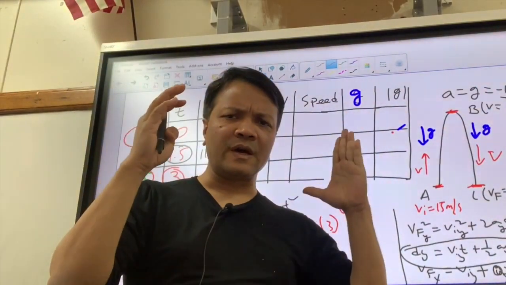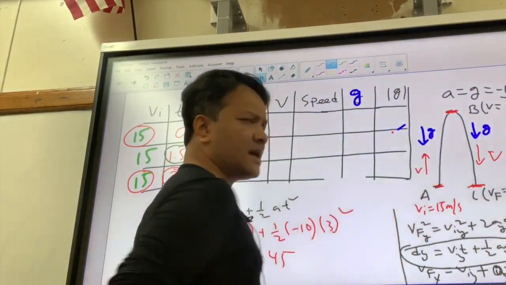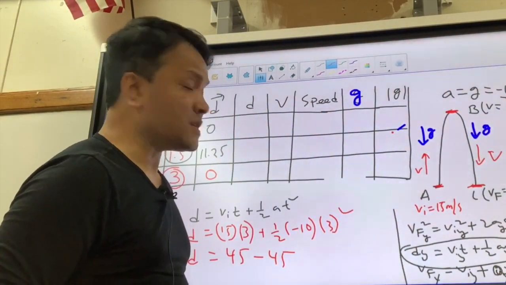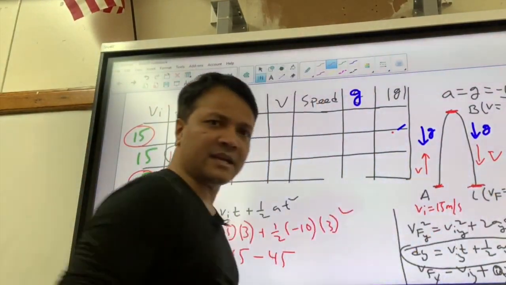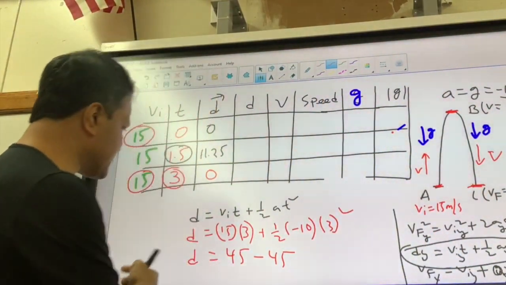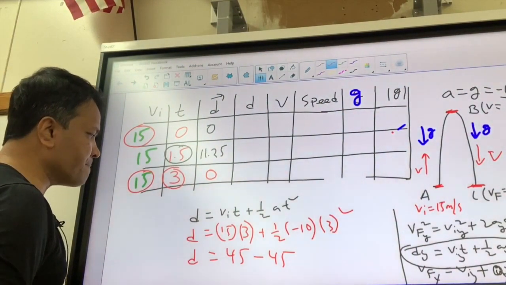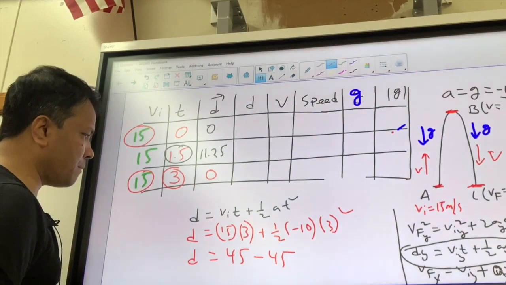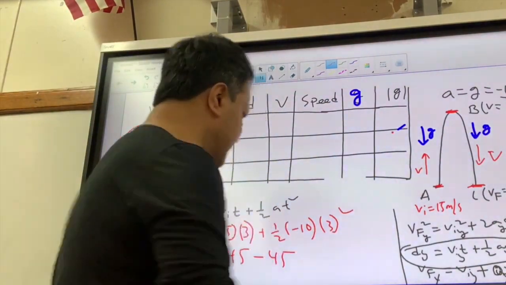Of course, here is the understanding. From here to here is positive 11.25. From here to here is negative 11.25. So the total displacement is 0. Okay, good. I'll give you a graphical understanding in a second.